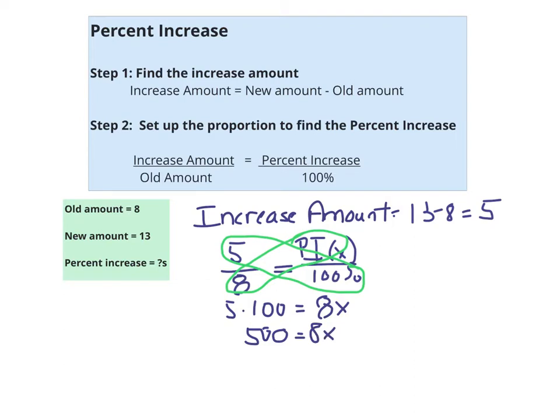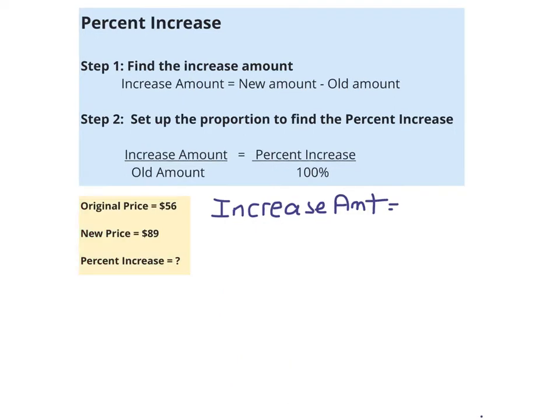And now we're just going to solve that one-step equation. We're going to divide both sides by 8. So that I get my x, or my percent increase, is 62.5, and I'm going to add the percent symbol on because that is what we were looking for, the percent increase. All right, let's look at another percent increase problem.